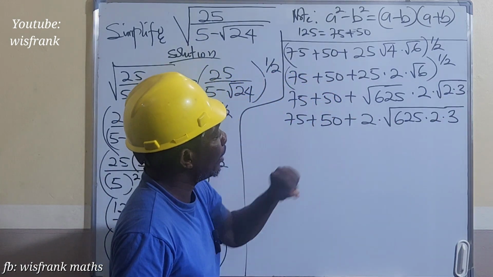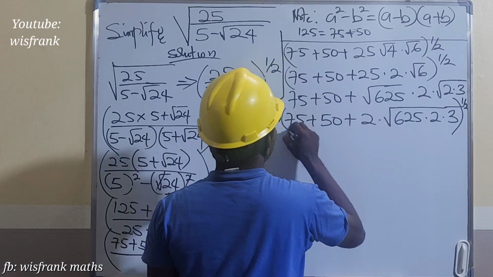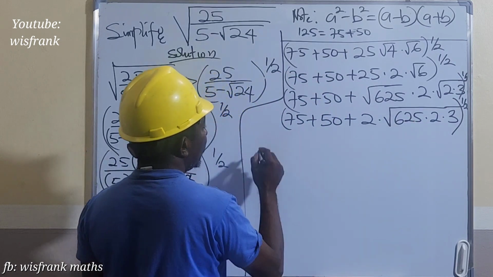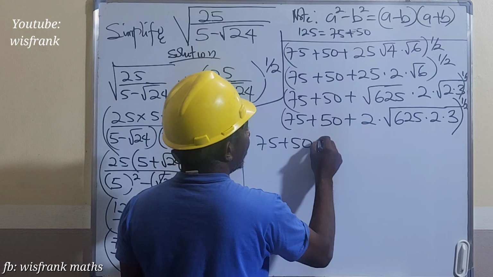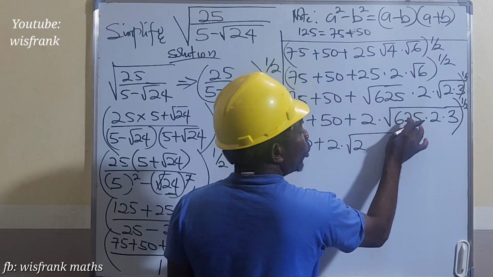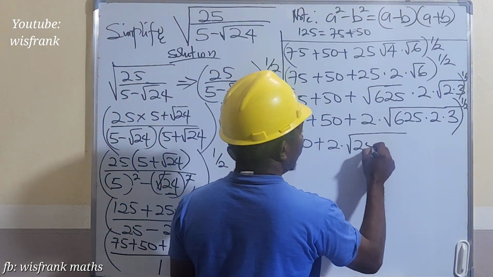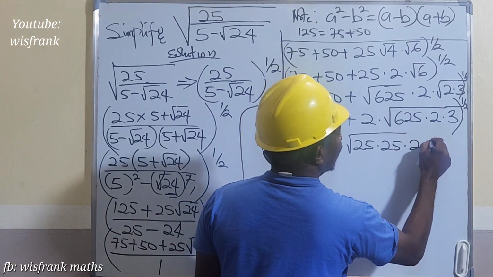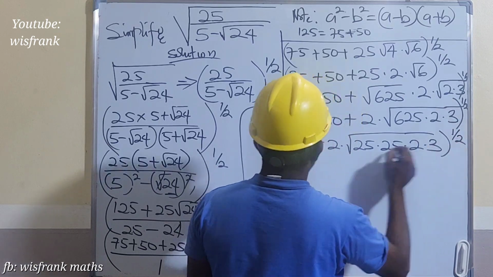Here we can further break this down. We remember all to the power of 1 all over 2. We can break this down to have 75 plus 50 plus 2 times the square root of this, 625 is 25 times 25. So we have 25 times 25 times 2 times 3, all to the power of 1 all over 2.